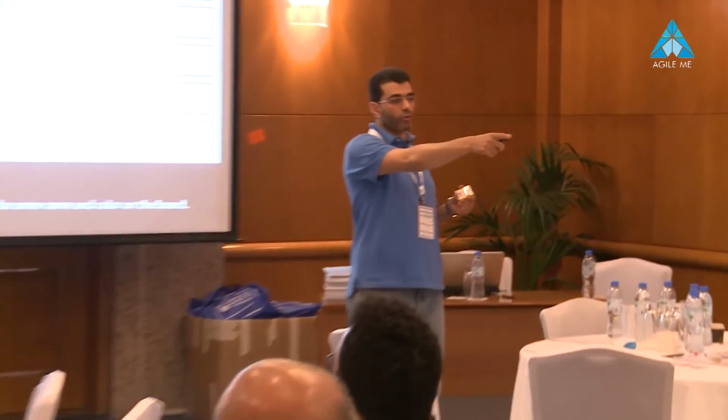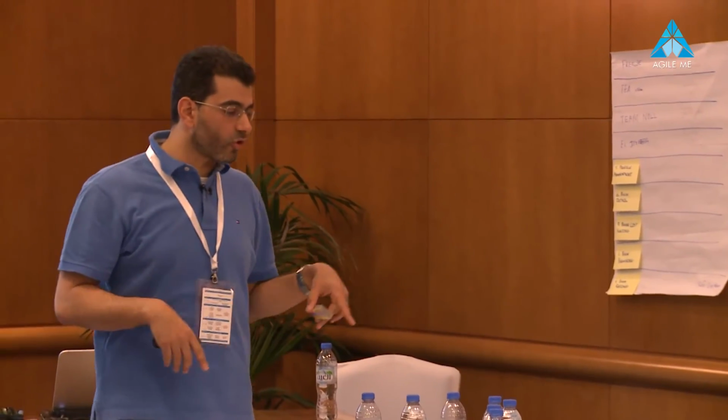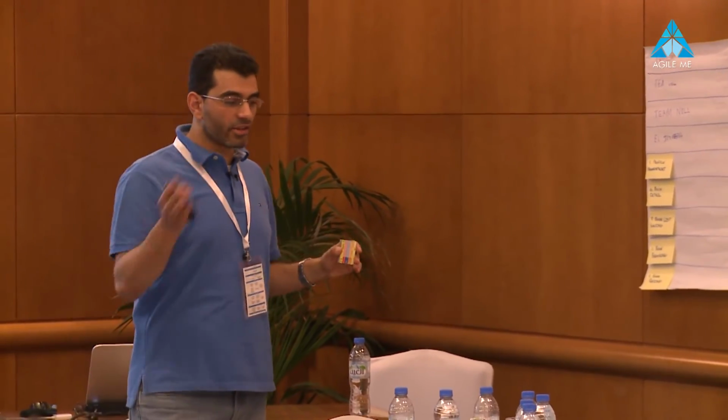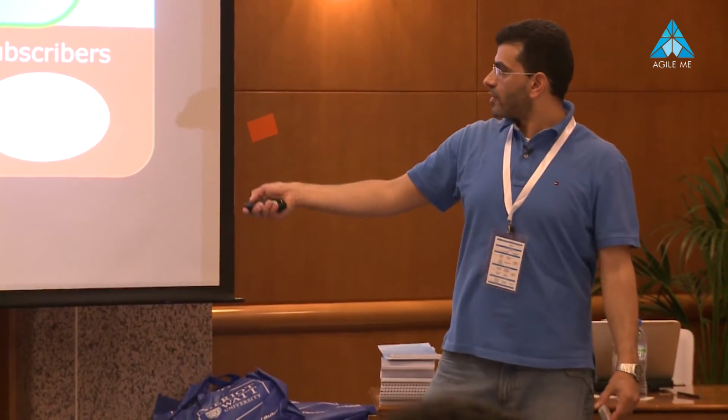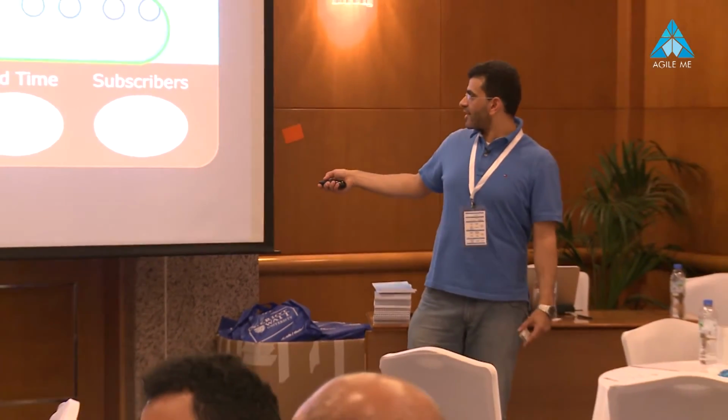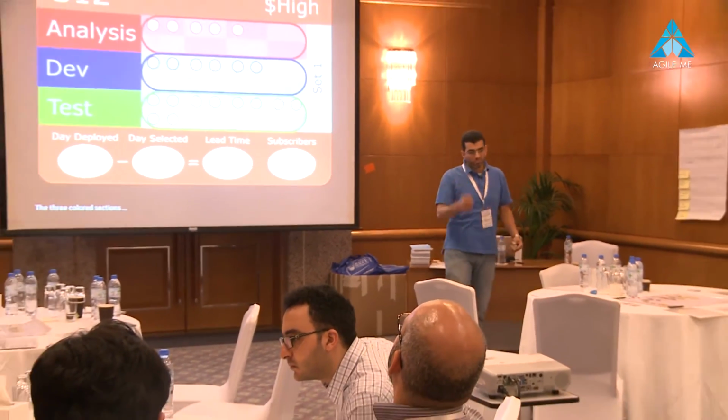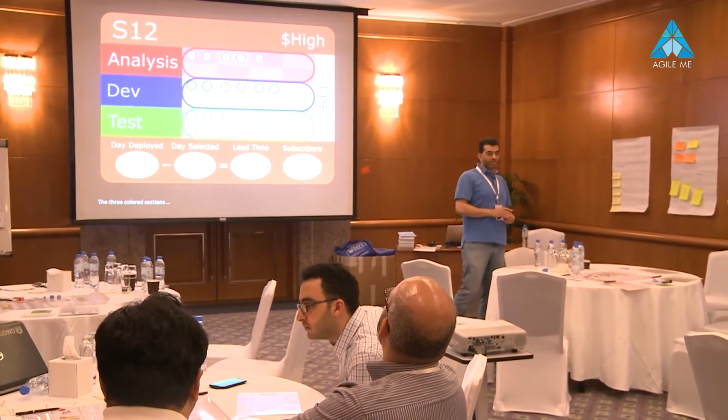Now, also, you will find that these three activities map directly to the Kanban board that you have. The first two columns are design, the second two columns are development, and the third column is testing, and that's it, then deployed, okay? You'll also find this part here: days deployed minus days selected equals lead time, and how many subscribers it gained us.